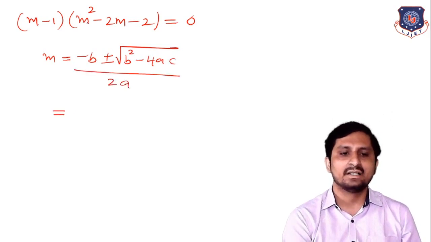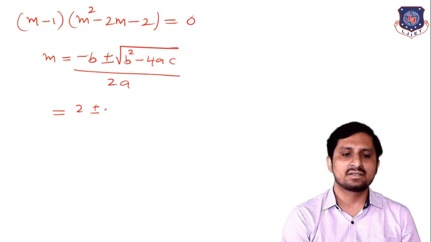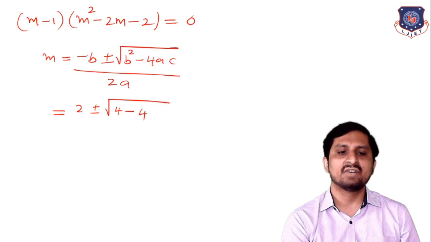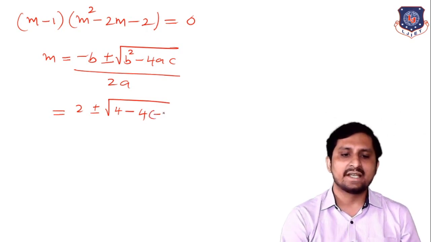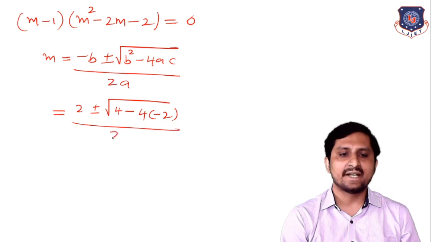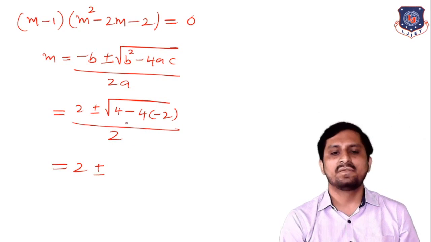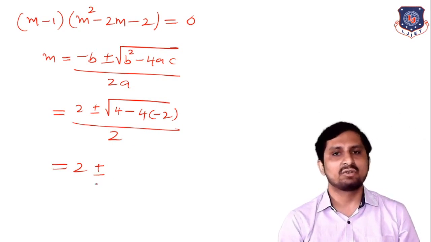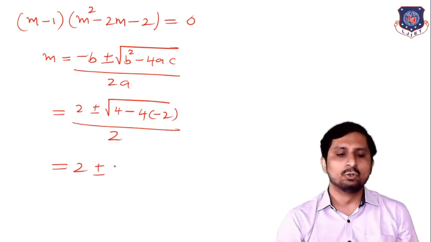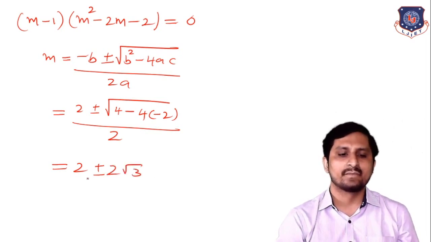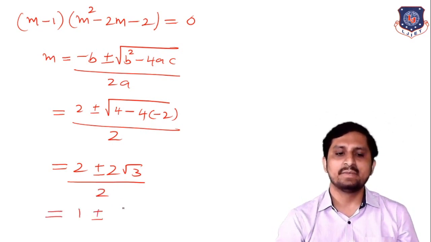So what is my b? a is 1, b is minus 2, c is also minus 2. So here we have 2 plus or minus square root of b square, which is 4, minus 4 into the value of a, which is 1, into the value of c, which is minus 2, so minus 4 into minus 2, divided by 2. So this equals 2 plus or minus square root of 4 plus 8, that is square root of 12. Square root of 12, I can write as 2 root 3. So 2 root 3 divided by 2. Finally I have 1 plus or minus root 3, as the 2 is cancelled out.